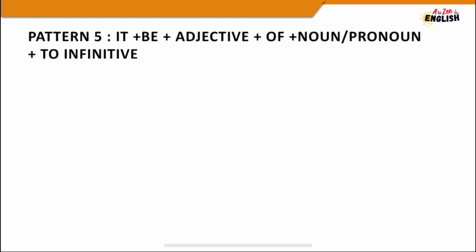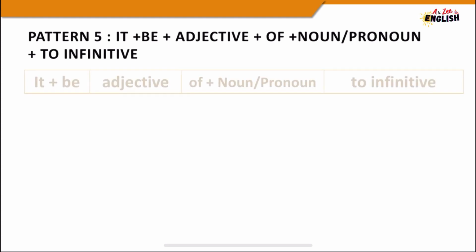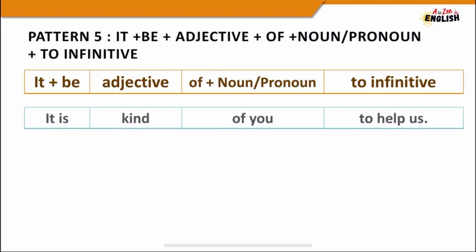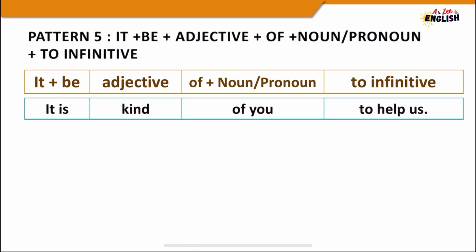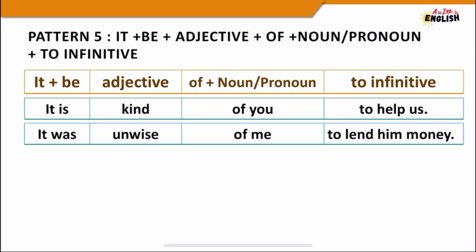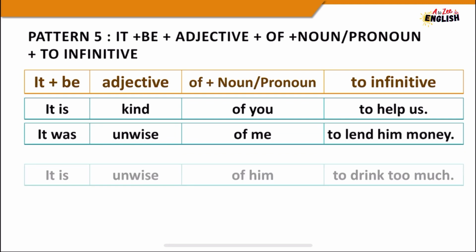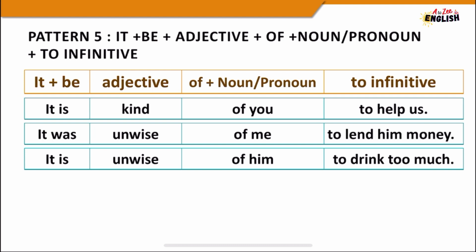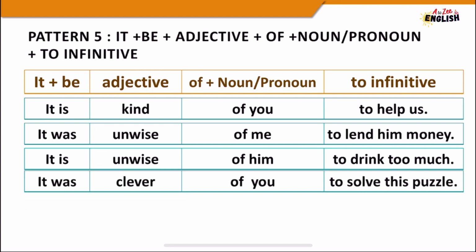The next pattern is it plus be plus adjective plus of plus noun or pronoun plus to infinitive. It is kind of you to help us. It was unwise of me to lend him money. It is unwise of him to drink too much. It was clever of you to solve this puzzle. These are some examples of this pattern.